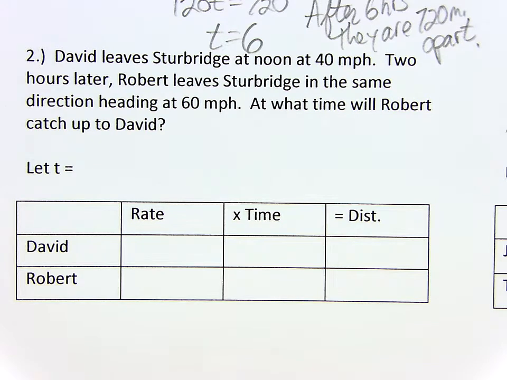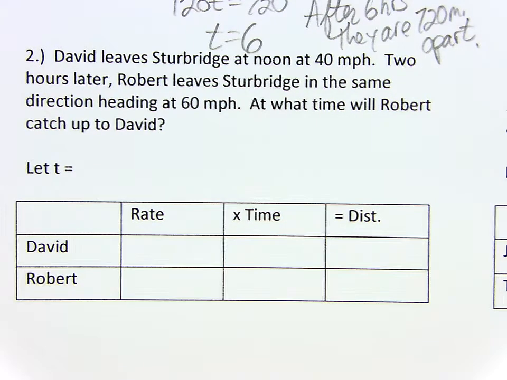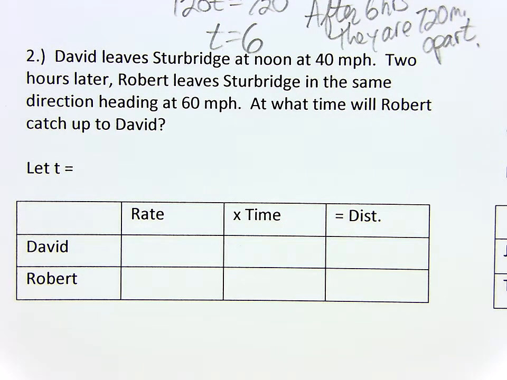Okay, this is the same scenario with your mom catching up to the bus. Imagine what's going on. You have two people there in Sturbridge. David's going to leave Sturbridge at noon. He's traveling 40 miles an hour. What's Robert doing? Nothing yet, right? It says 2 hours later, now Robert's like, oh, I need to go catch up with David. So he's going to leave Sturbridge also, heading in the same direction, but he's traveling faster so he can catch up to him.